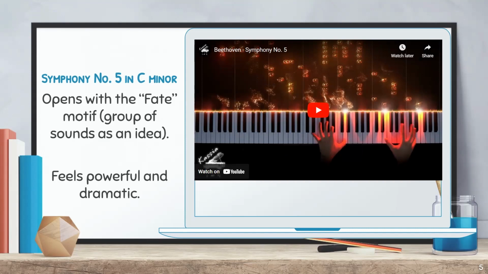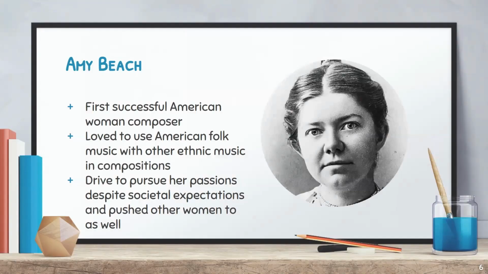soundtracks to inspire the music, especially for Marvel and DC and superhero type music. So there's Beethoven. Next up, we have Amy Beach.